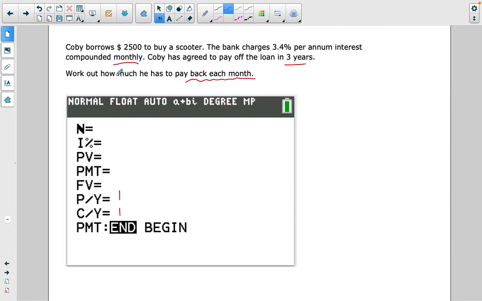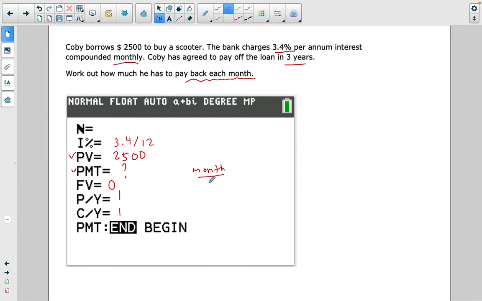He borrows 2,500, so we have a present value. We're looking for a PMT, which means our future value will be 0. He needs to pay back each month. We don't know what it is, but we know we're dealing with a month. That's our unit. The present value is 2,500. The interest is 3.4 per annum, compounded monthly. So it's 3.4 for the whole year, but you need to divide it by 12 because we're dealing with months here.